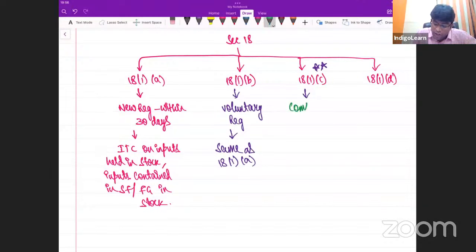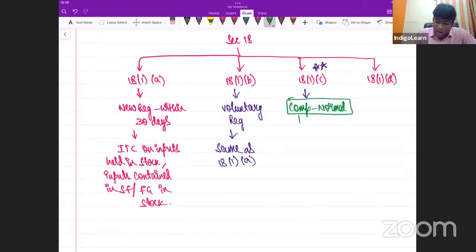That is, you have converted from composition to normal. In fact, when you convert from composition to normal, government is extremely happy, because in composition scheme, you used to pay tax on quarterly basis, that too at a very small percentage without claiming input tax credit. Now, once you come into normal, you will start paying tax at higher percentage, and that too on monthly basis, not on quarterly basis.